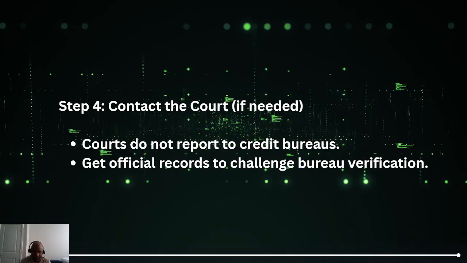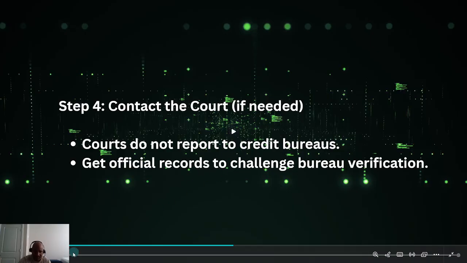So basically, what you want to do is get official records to challenge the bureau verification. You can go down to the courthouse and go to the clerk of courts and say, "Hey, can I get something in writing stating that y'all did not report my information to the credit bureaus?" So you can go down to the courts and get a letter stating that they did not submit your information to the credit bureaus. So you want to get that statement right there. Now you got your court docs, you got your credit report, and now you have this letter right here.